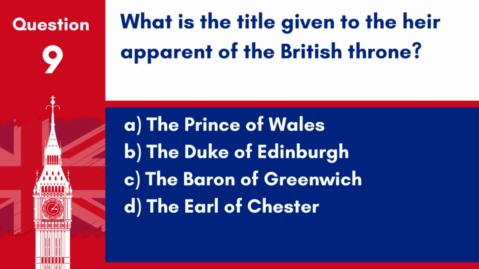Question 9. What is the title given to the heir apparent of the British throne? A. The Prince of Wales. B. The Duke of Edinburgh. C. The Baron of Greenwich. D. The Earl of Chester. Answer. A. The Prince of Wales. The title traditionally given to the heir apparent of the British throne is the Prince of Wales.